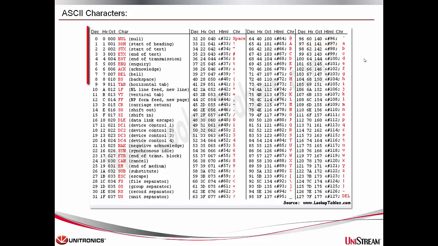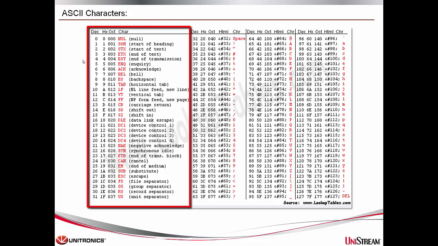Also important are the first 32 ASCII characters. These are the control characters that are not visually displayed, but are used to indicate any start of text, end of text, or other information for peripheral devices.